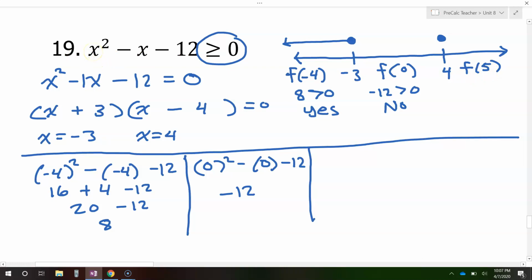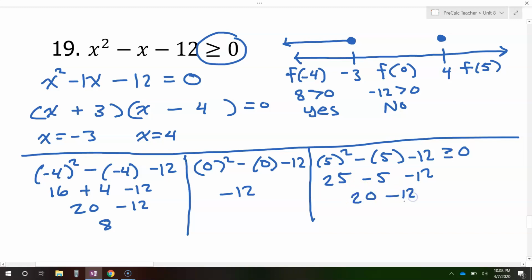So if I plug 5 in, then that's going to give me 5 squared minus 5 minus 12. All right, and we're asking ourselves, is that greater than or equal to 0? Well, this is going to be 25 minus 5 minus 12. And so this will be 20 minus 12. So again, that's going to be 8.